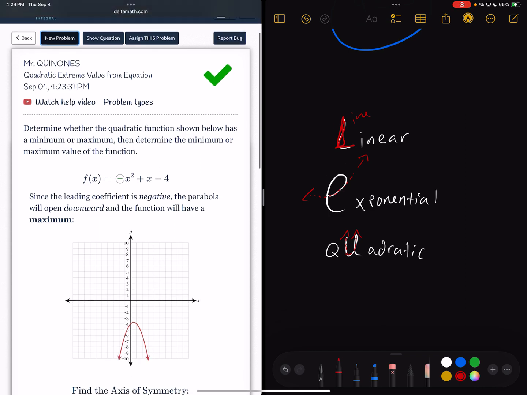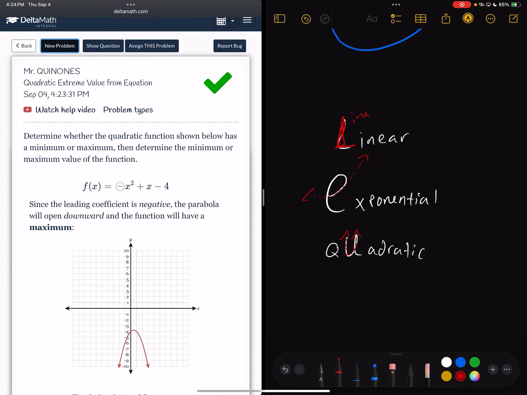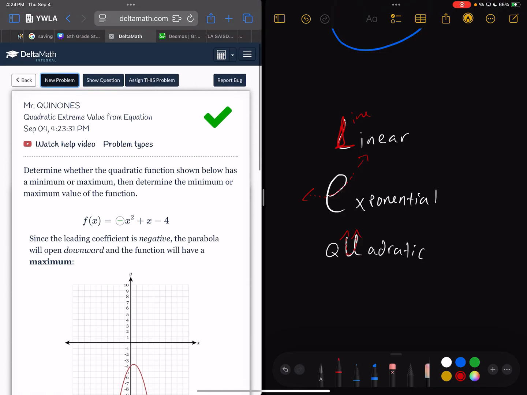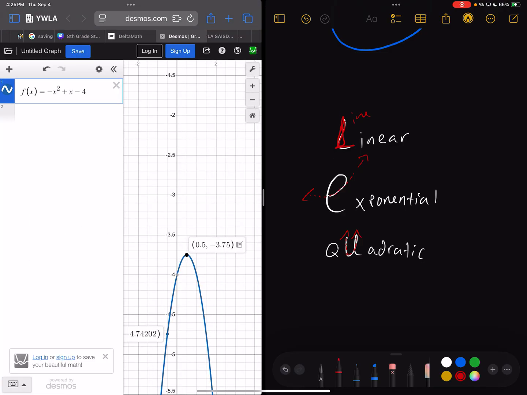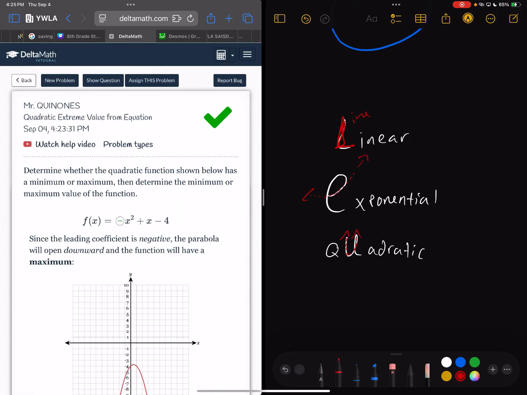Bam. And again, here's what Delta Math is saying. Because the leading coefficient is negative, we know that we're going to get a maximum. And inversely, if our leading coefficient, the number in front of the x squared, is positive, then we know we're going to have a minimum without even having to graph it. Yeah, that was the one that I got. Yeah, look. The y value there is negative 3.75. Questions? Alrighty.